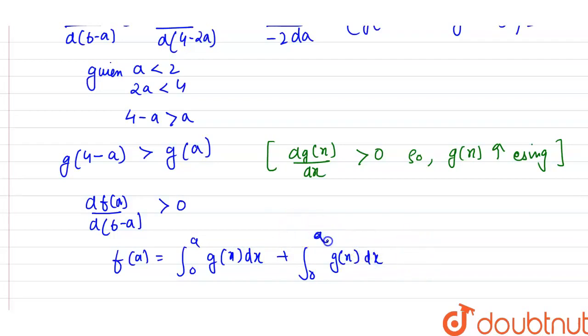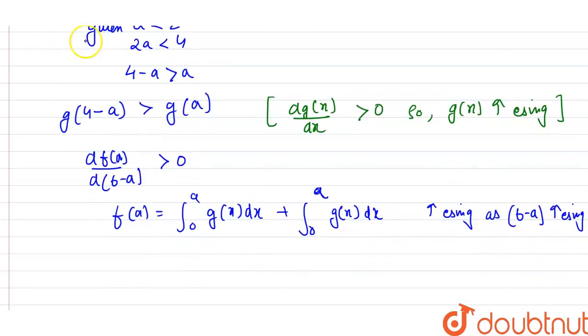This is, guys, it is a, right? It's obviously going to be an increasing function as b minus a is increasing, right? So this thing asked in the question that this b minus a is increasing, and we already find that this function is also an increasing function. So we have satisfied all the conditions asked in the question.